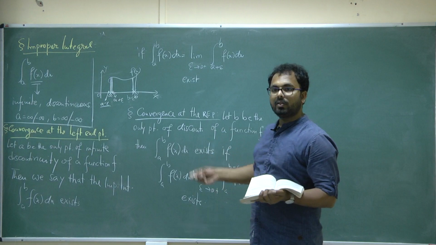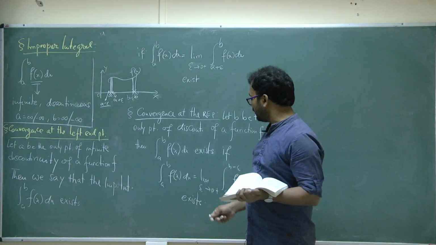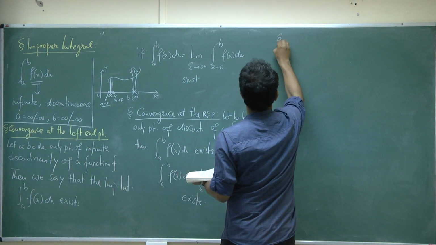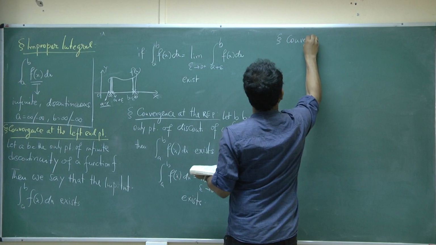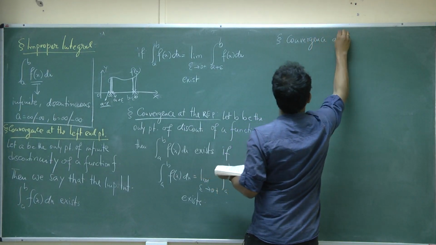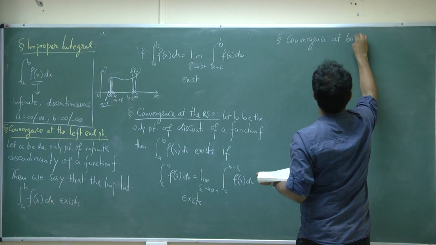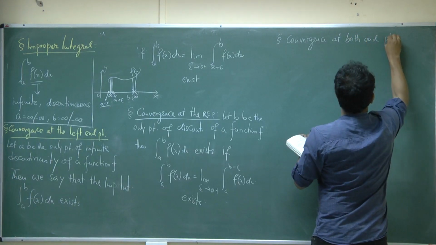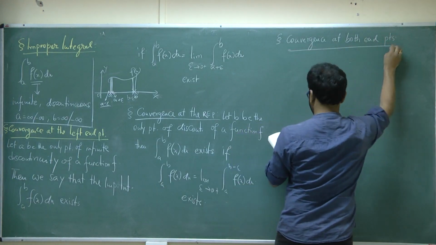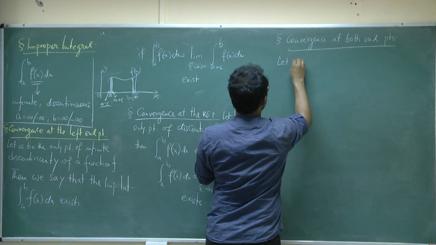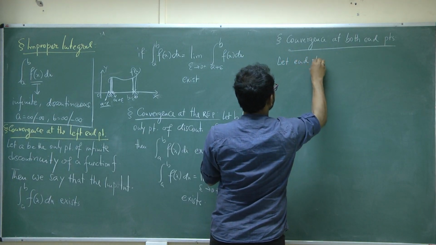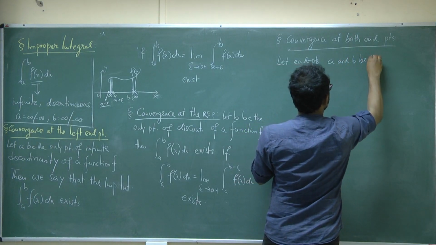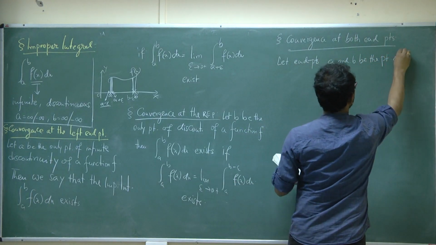Now, it may happen that you have discontinuity at both the points. Let us say the third example is convergence at both endpoints. So, suppose you have a function, so let the endpoints a and b be the points of discontinuity.